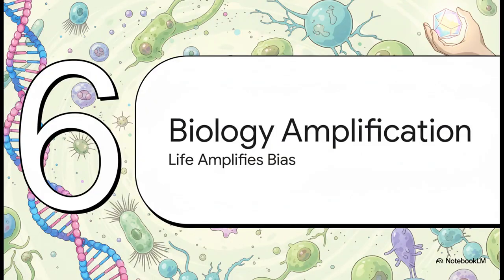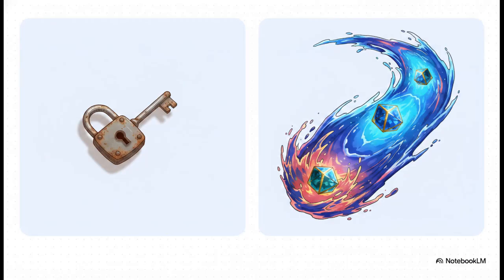Finally, Section 6, biological amplification. Let's look at how this plays out in life. Let's rethink a really classic biology concept. The traditional view uses this lock and key model, basically saying the wrong-handed molecule simply doesn't fit the biological lock. It's a mechanical matching problem.